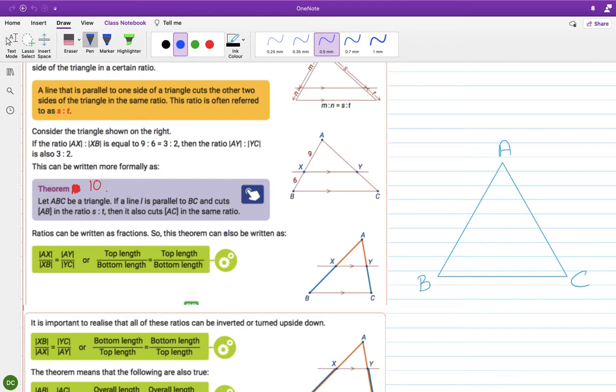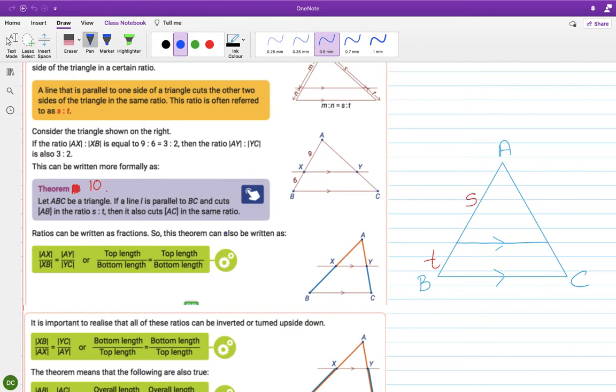So I'm going to draw a line in here, and it's going to be parallel to BC. Then it cuts AB in the ratio S to T. Okay, so AB is over on the left, and it cuts it up into the bit on top is S and the bit on the bottom is T. Okay, so like S could be, I don't know, 6 and T could be 1. So it cuts it in the ratio 6 to 1.